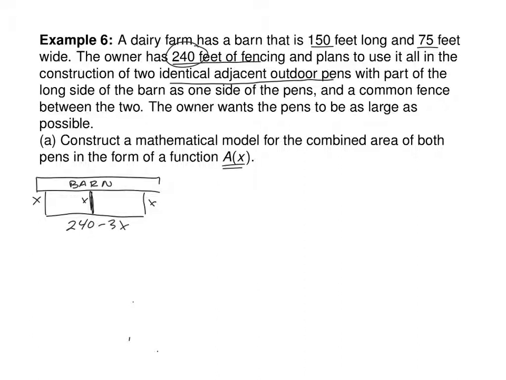240 minus 3x. Beautiful. Okay, that is the picture. It really helps these problems to draw a picture. If you know nothing else, draw a picture. Makes you feel better. Why is it minus 3x? Because you had 240 total, and you used up x, x, x. And so if x were 10, you'd have 210 left, right? Does that make sense? Okay.